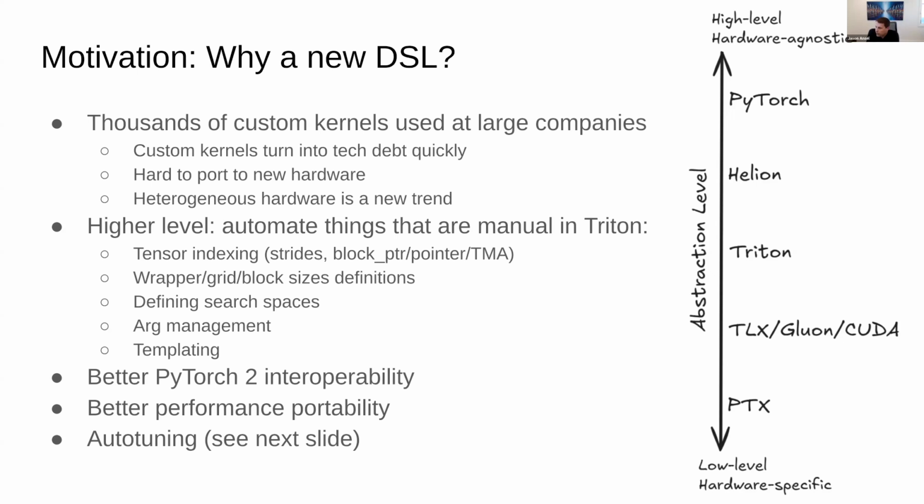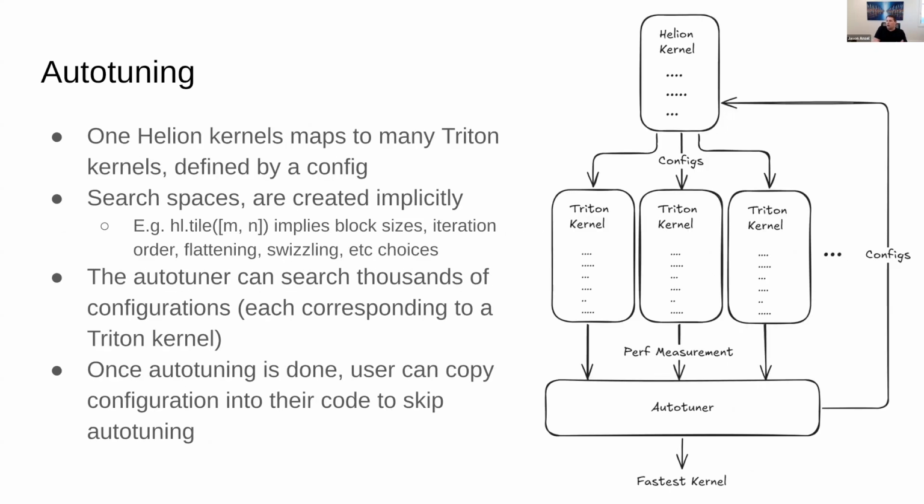One of the really big things that sets Helion apart is autotuning. One Helion kernel maps to many different Triton kernels. For every Helion kernel, you have the kernel and then the configuration, and given the configuration, Helion gets lowered to Triton. The configurations here are much wider than the configs that you might have for Triton, and they actually map to completely different Triton kernels.